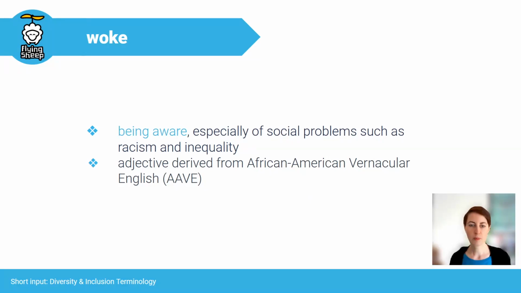Next is a term that has been heavily used and heavily misunderstood in recent years, because woke is used often in a very negative way to describe certain ideologies that influence people and their lives, and usually ideologies connected to diversity in some way. But actually, woke only means being aware, especially of social problems such as racism and inequality. It's an adjective that is derived from African American vernacular English, and only as recently as the 2010s, it came to encompass a broader awareness of social inequalities and has also been used as a shorthand for identity politics and social justice.